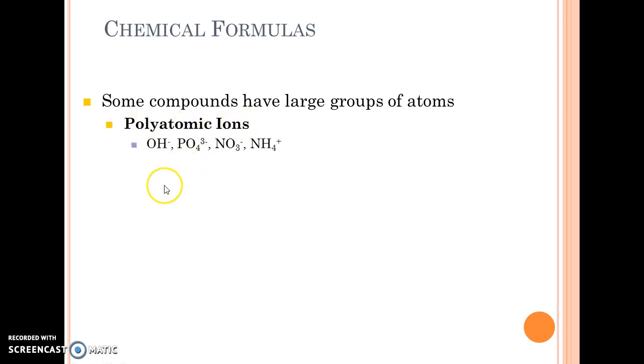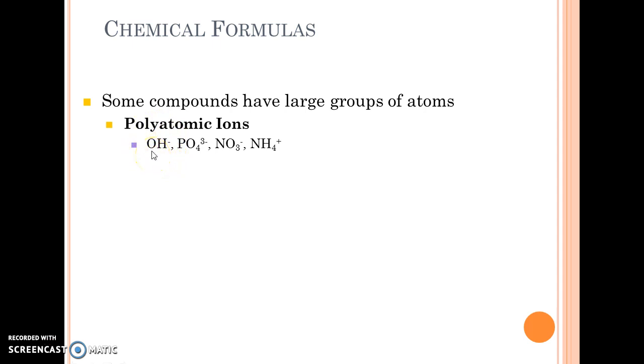Some examples of polyatomic ions are as follows. Here we have OH with a negative charge, PO4 with a negative 3 charge, NO3 with a negative 1 charge, and NH4 with a positive charge. There is a list of these polyatomic ions that can be found in your reference table on page 7. These chemical formulas are different than what we saw previously because of the indicated charges. This ion has a name, and it is hydroxide.